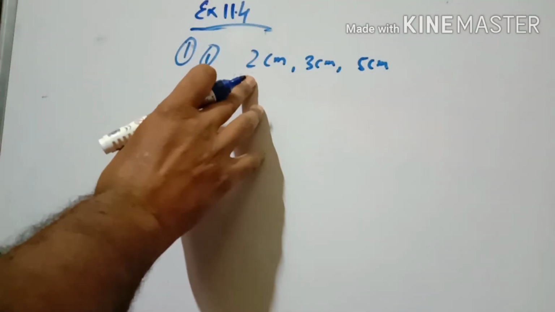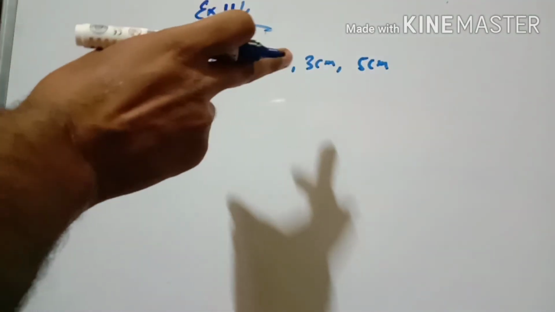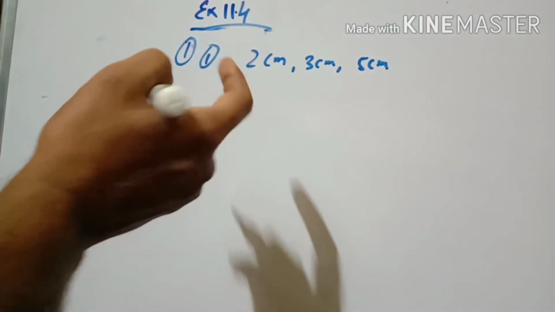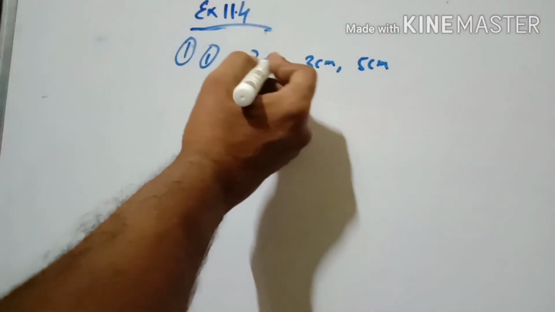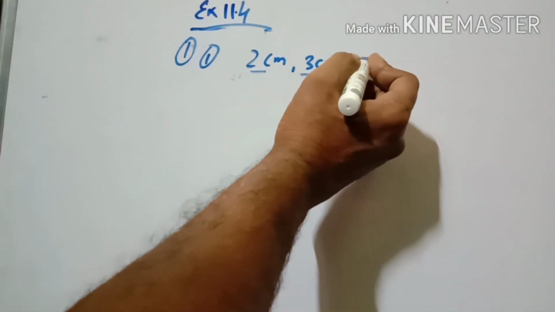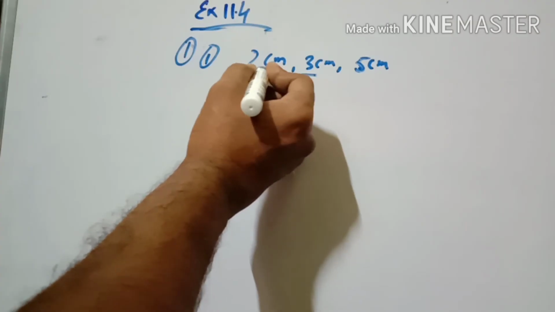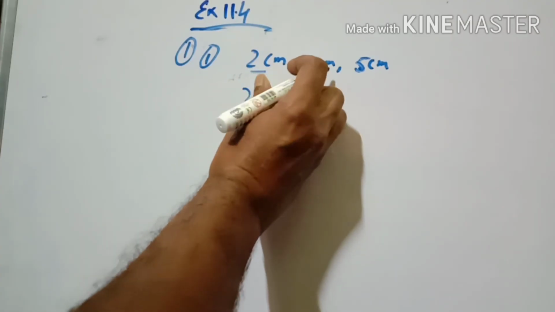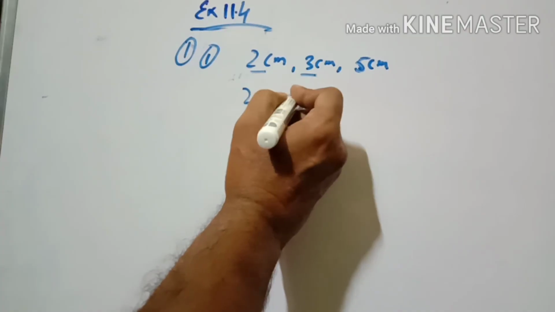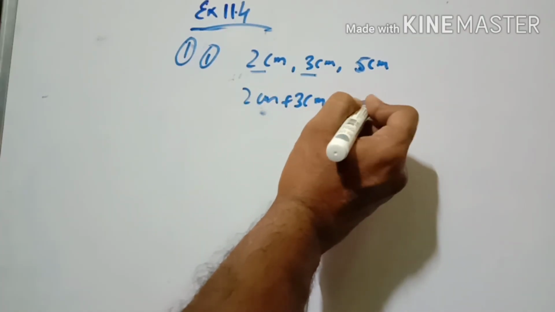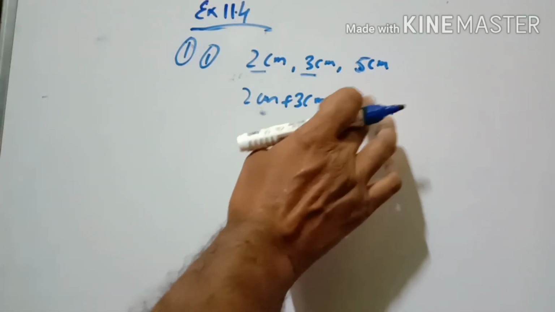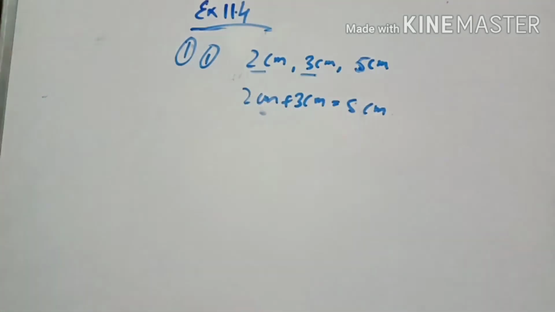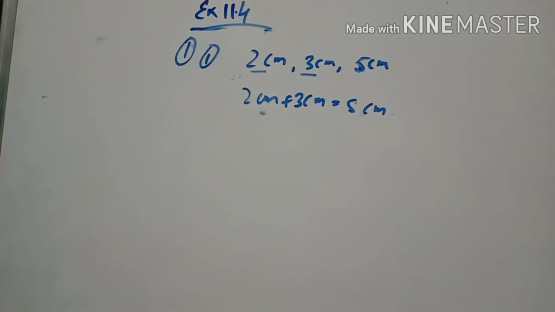So it is given 2 centimeter, 3 centimeter, 5 centimeter. Can it form a triangle or not? As we know, a triangle can form if the sum of two sides is always greater than the third side. First of all, any two sides you add and check that it is greater than the third side. So 2 centimeter plus 3 centimeter equal to 5 centimeter. So it is equal, but it must be greater. So it is not possible.